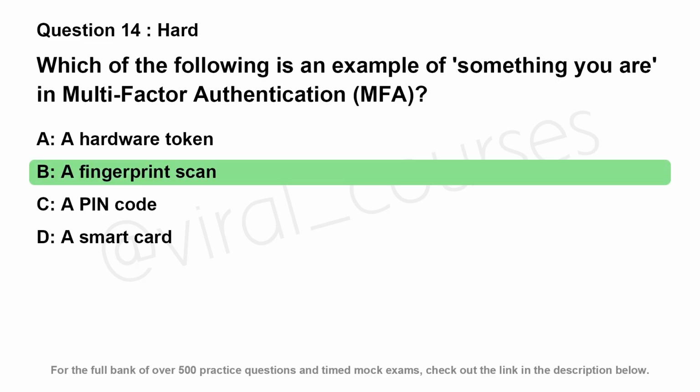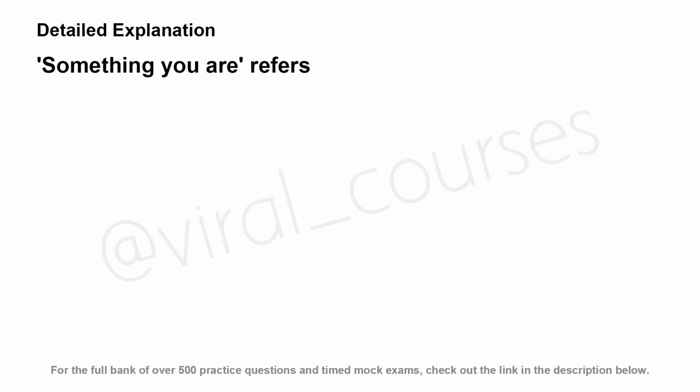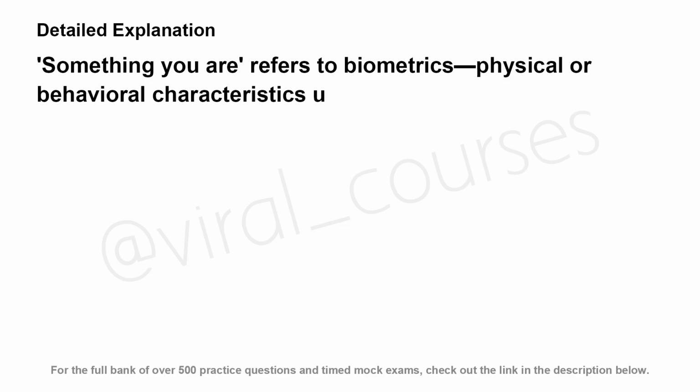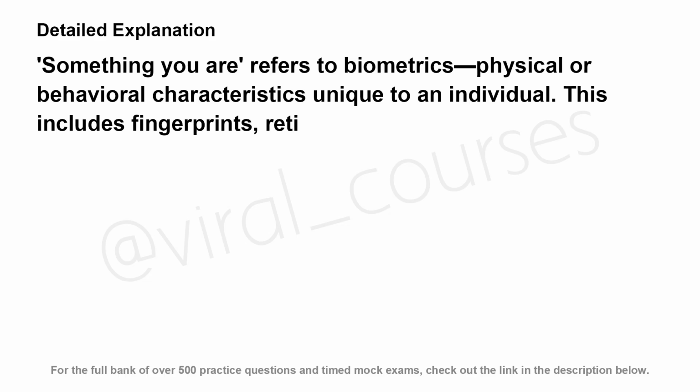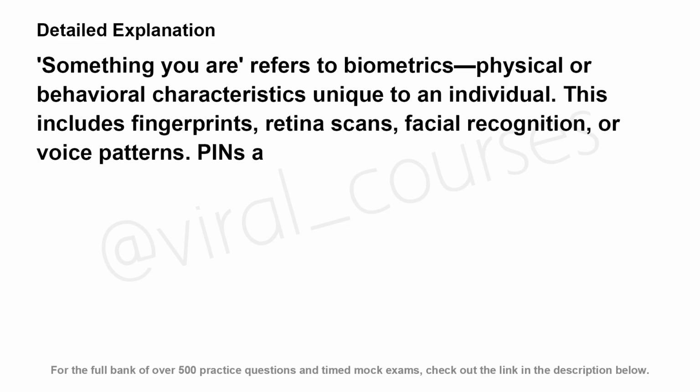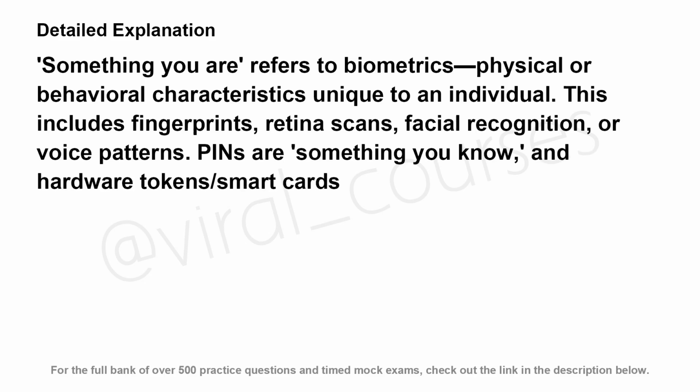The correct answer is B. Something you are refers to biometrics, physical or behavioral characteristics unique to an individual. This includes fingerprints, retina scans, facial recognition, or voice patterns. PINs are something you know, and hardware tokens and smart cards are something you have.